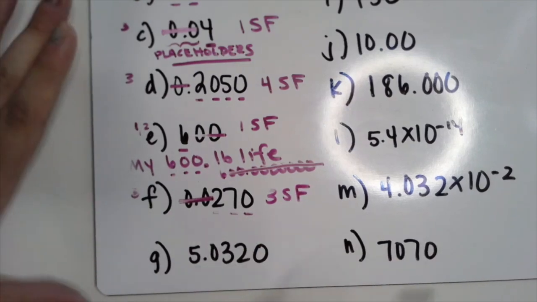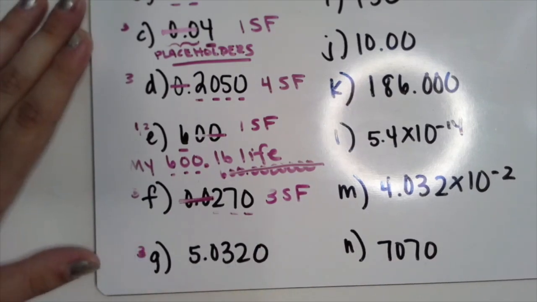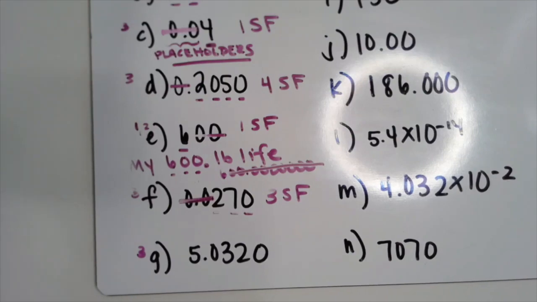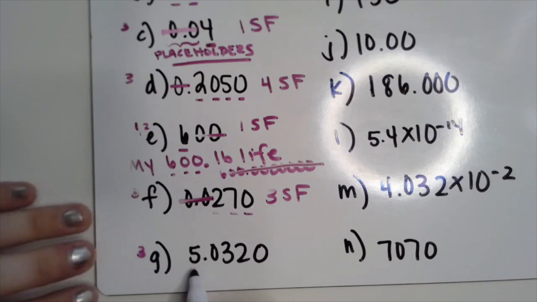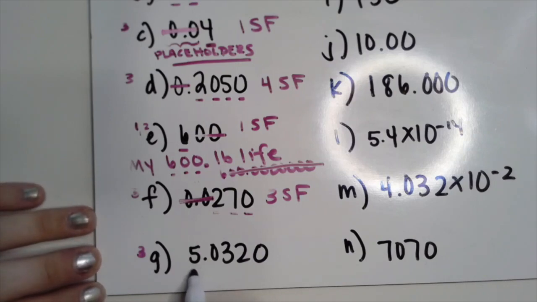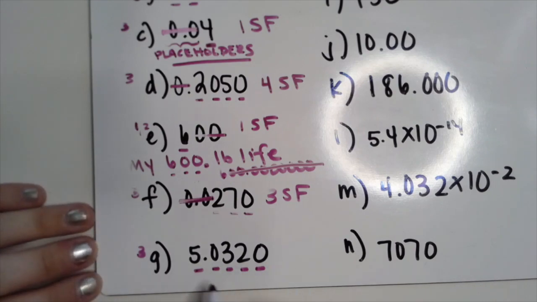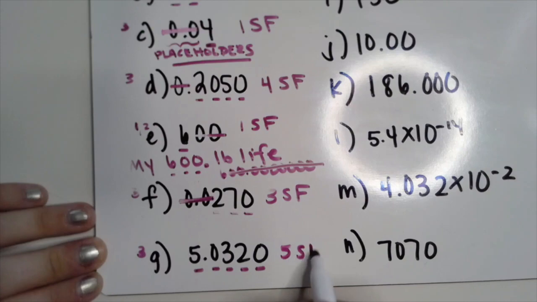Next one. Rule number 3 again. You're going to see lots with rule number 3 because most numbers have decimals in them. My first number is a 5 and I have a decimal. In this case, everything counts. Every number is considered significant. 1, 2, 3, 4, 5. G has 5 significant figures.